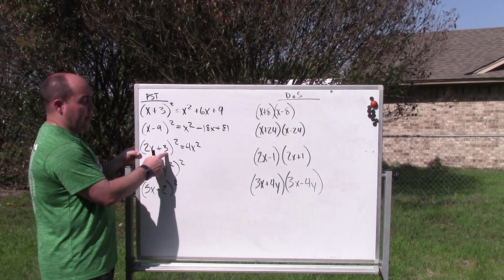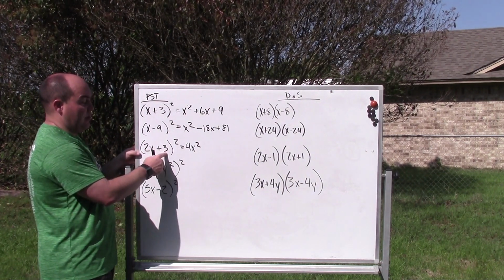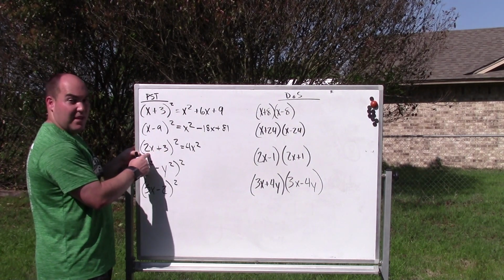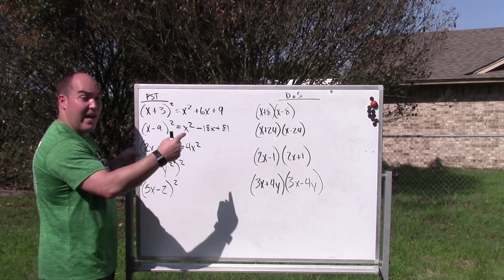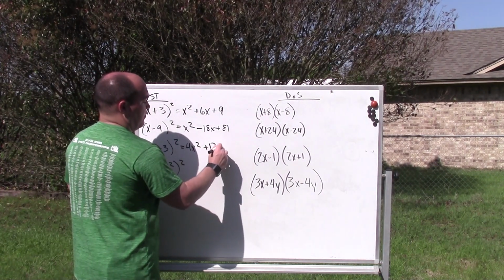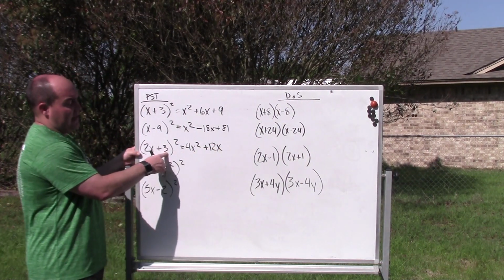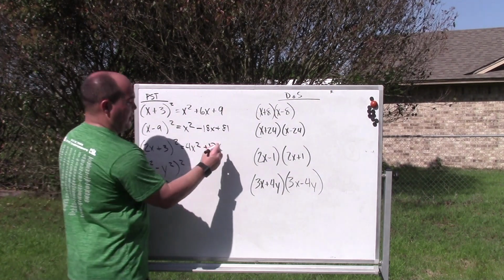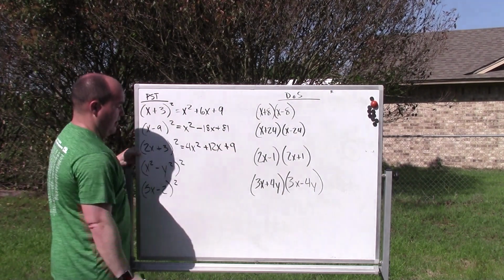So now I'm doing 3 times 2x, or 2x times 3. So 3 times 2x is 6x. And then I double that. So 6x times 2 is 12x. Alright? And then the last step, I still just square the last number, which is 3 squared, which is 9.